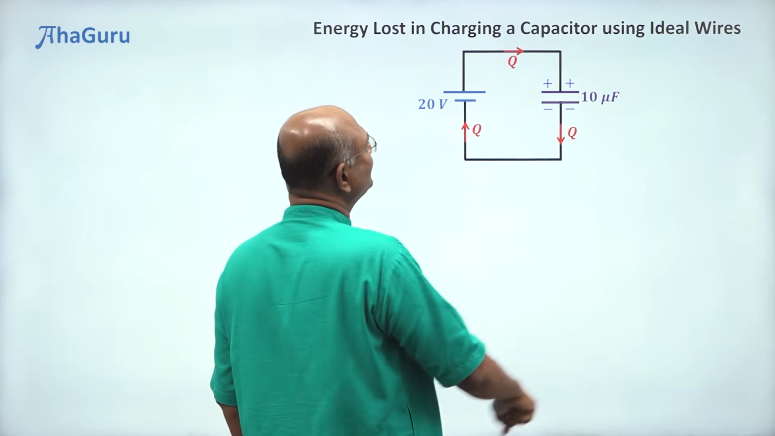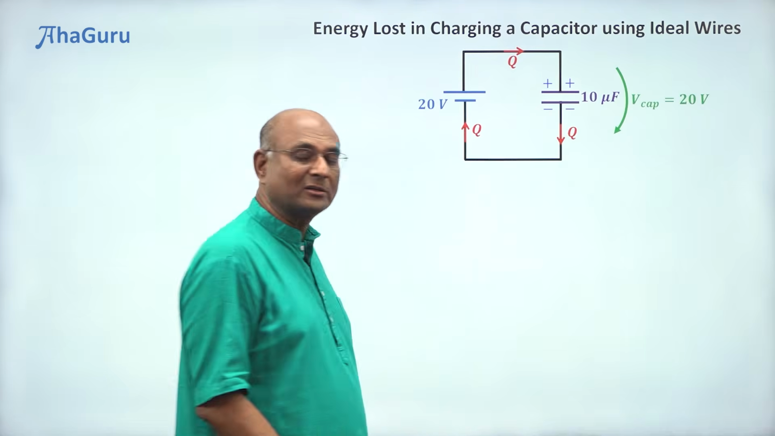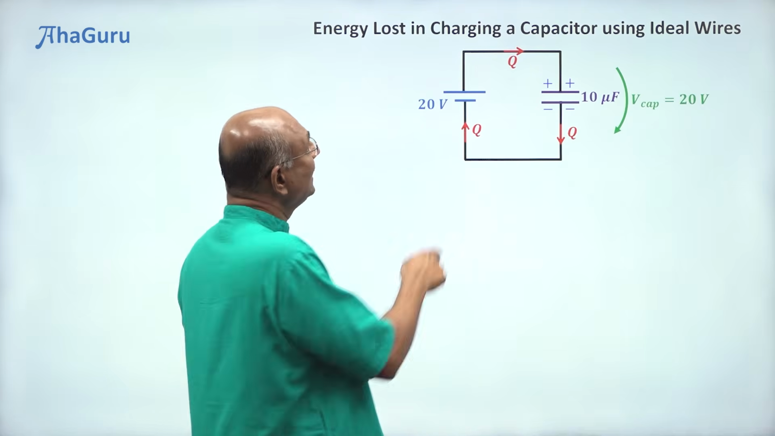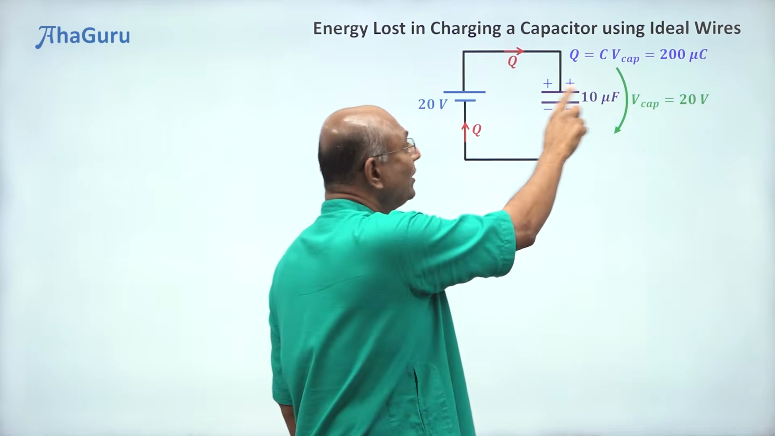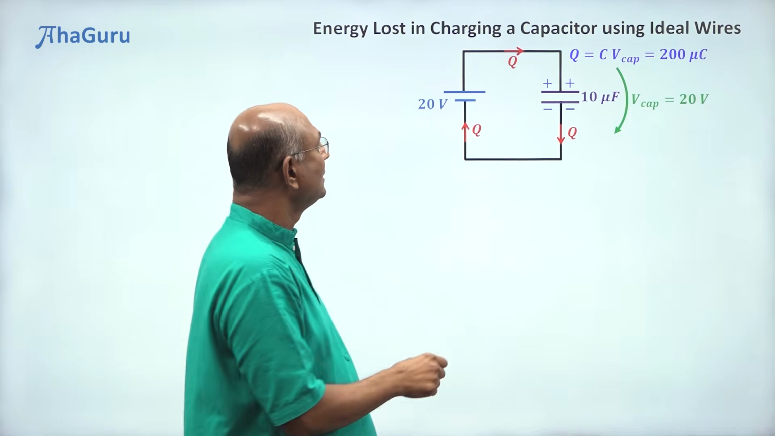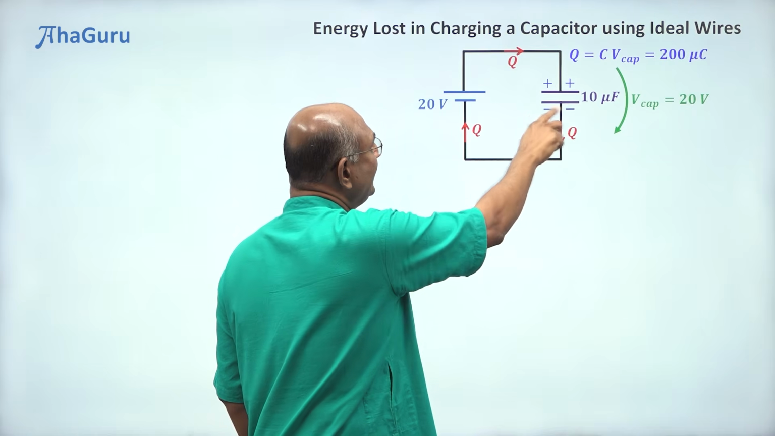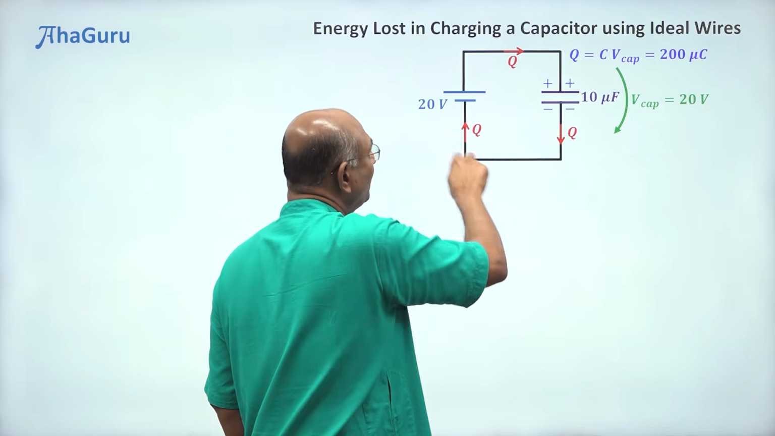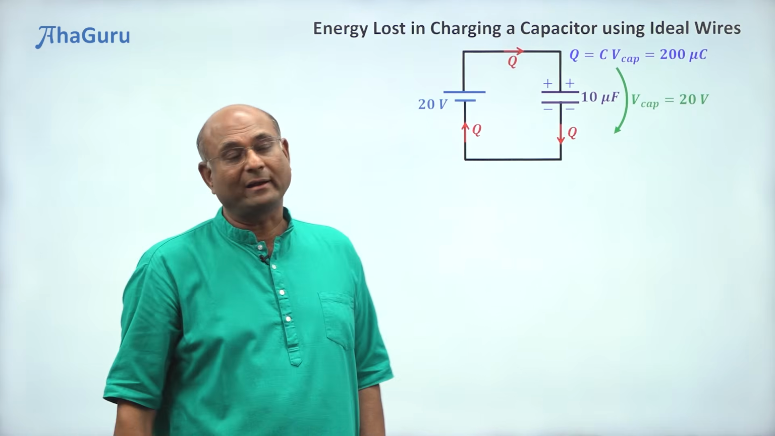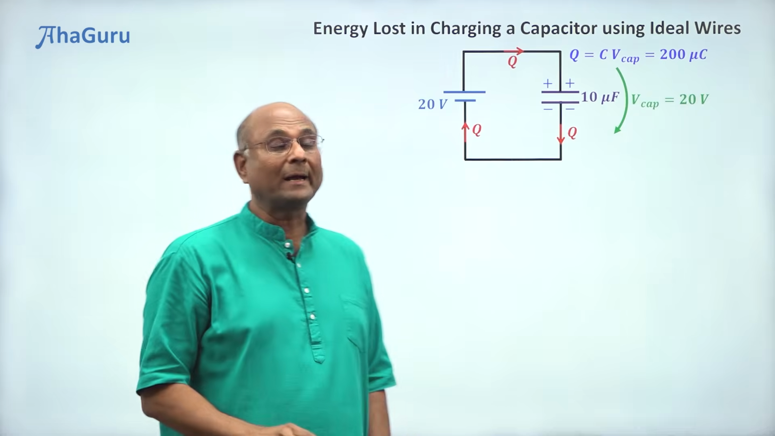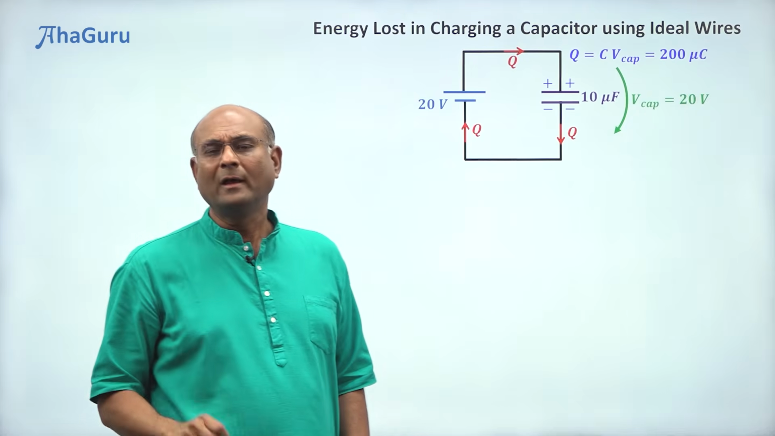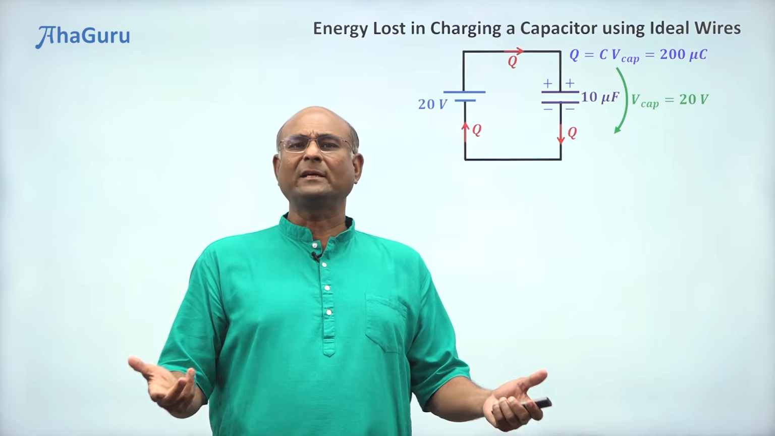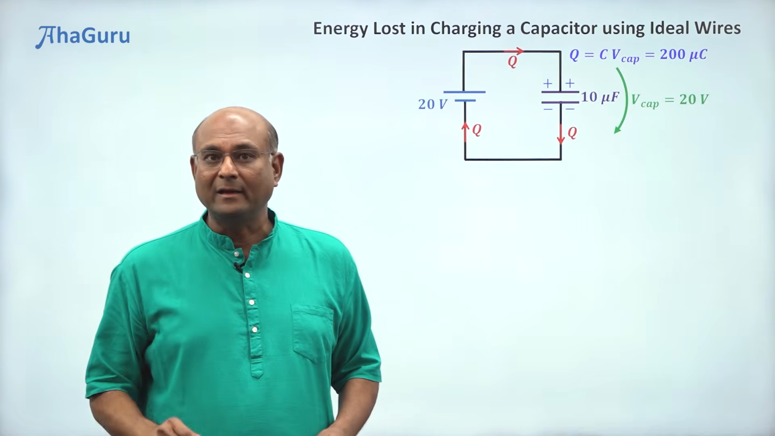This potential drop is 20 volts. So the potential drop across the capacitor must be 20 volts, and so the charge on the capacitor must be CV, 200 microcoulomb. So instantly 200 microcoulomb will go from here and land up there the moment you connect this capacitor to this battery using ideal wires. Why do people say ideal wires should not dissipate any heat?